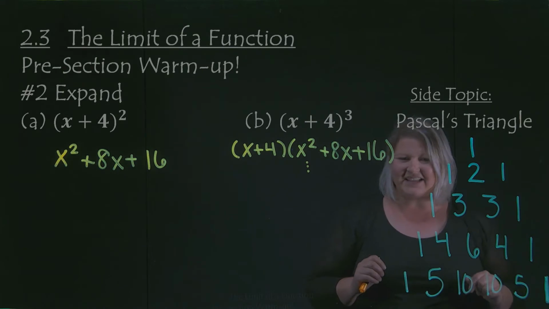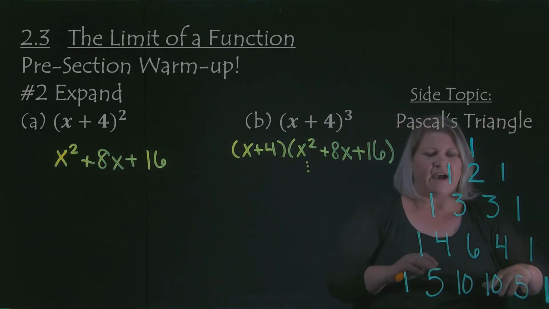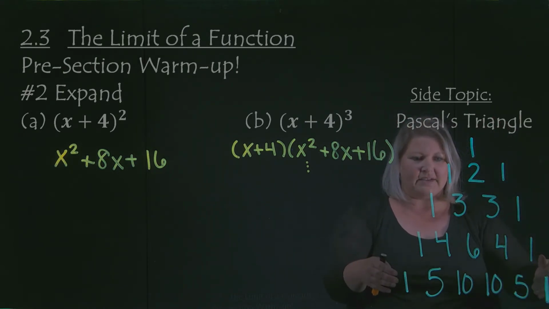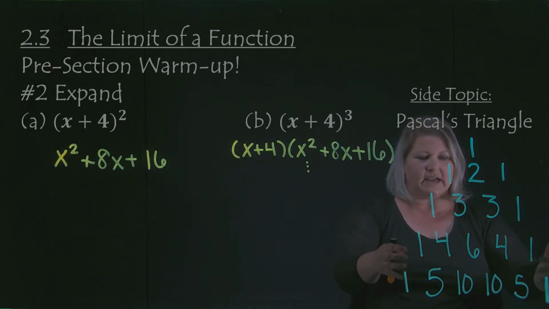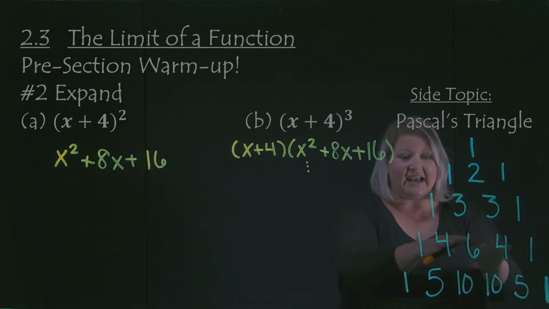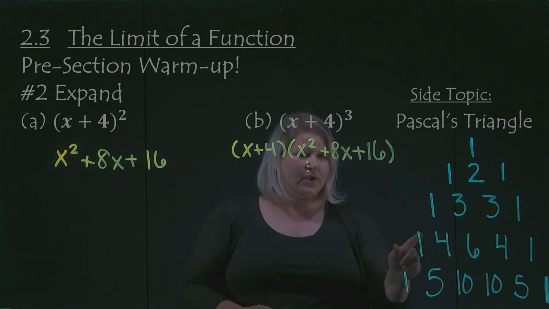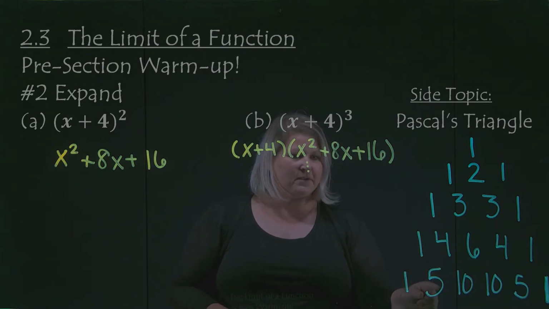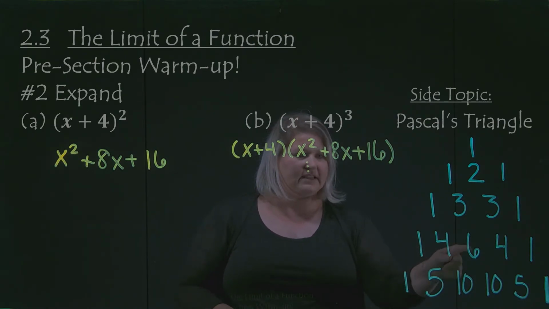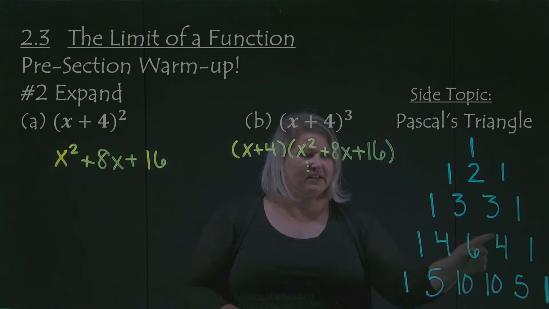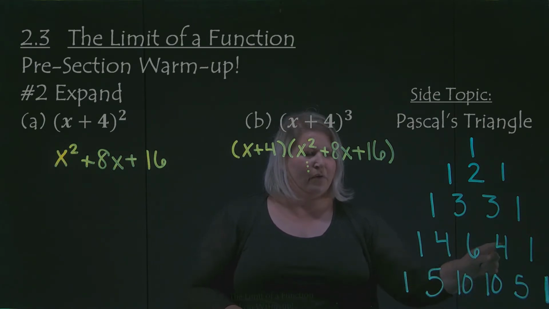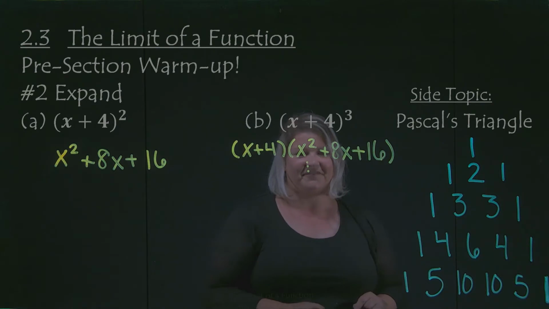Let's see if that makes sense for this last row here, because I only did 5 of them. So let's go to the last one. Notice I put my 1s outside, and then let's add from the previous row. So here I've got 1 and 4 gives me 5. 4 and 6 gives me 10. 6 and 4 gives me 10. 4 and 1 gives me 5.